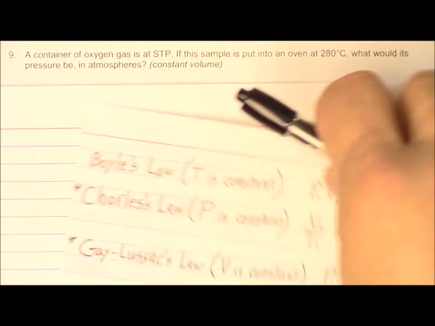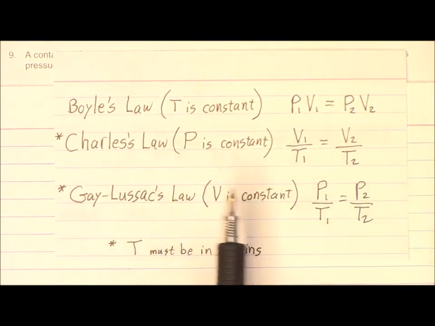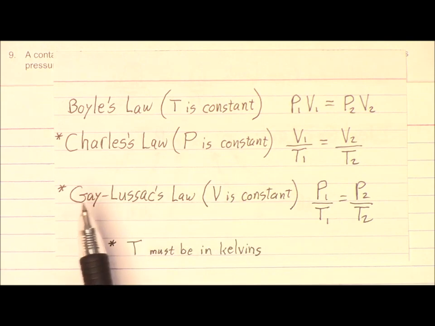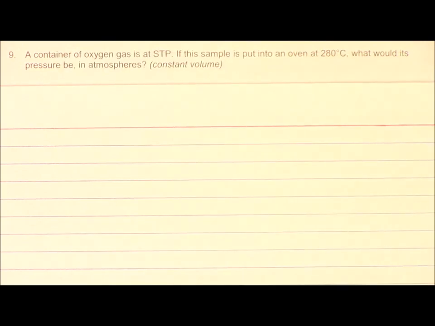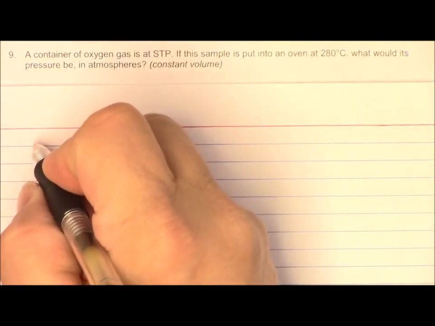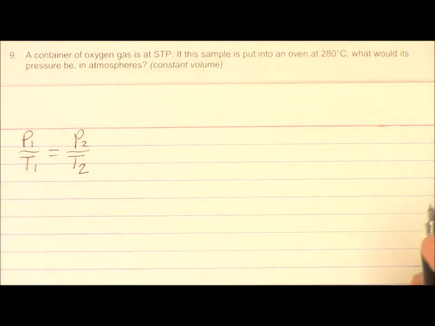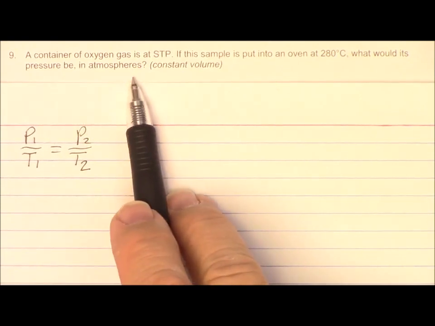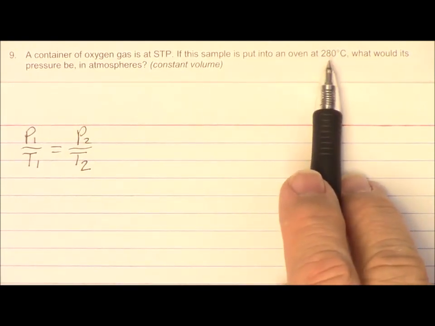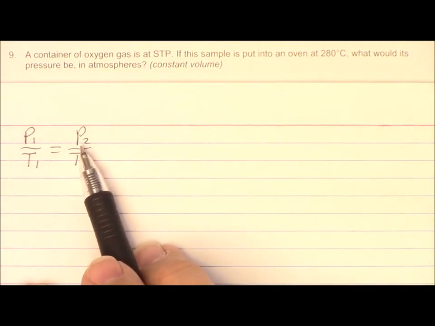If we look at our note card, whose equation has the volume constant? Well, volume is constant for Gay-Lussac's law. P1 over T1 equals P2 over T2. They're asking for pressure after it's placed into this hot oven. So they're asking for P2, the final pressure.